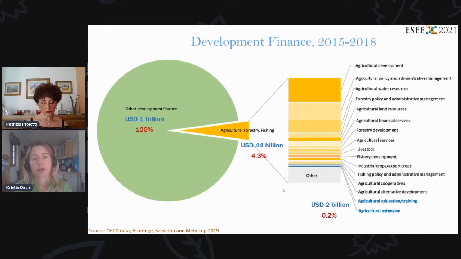development finance globally. There's about $1 trillion, but only 4.3% of that goes into agriculture, forestry, and fishing, as defined by the OECD data set that we were using. Out of the agriculture financing, only a very small amount goes into agricultural education and training and into agricultural extension. So we can really see that it's not prioritized.